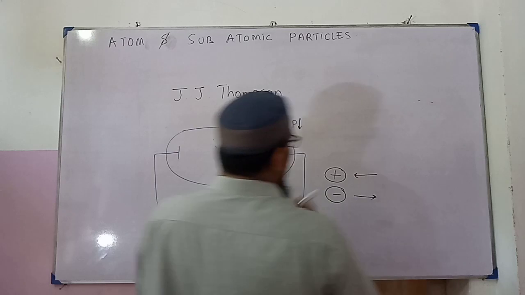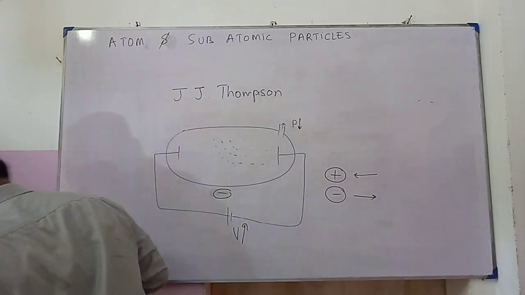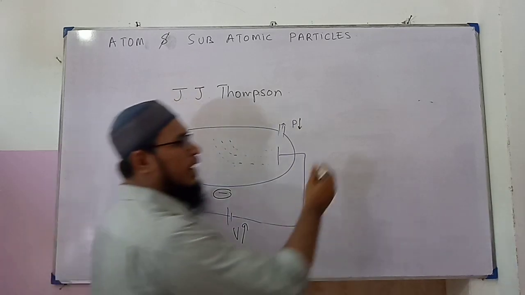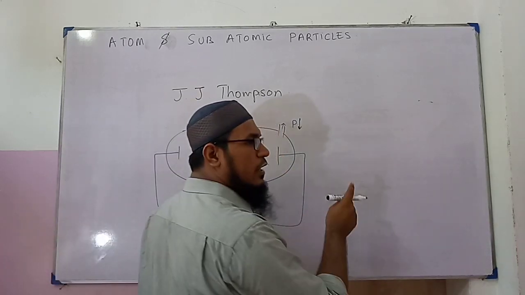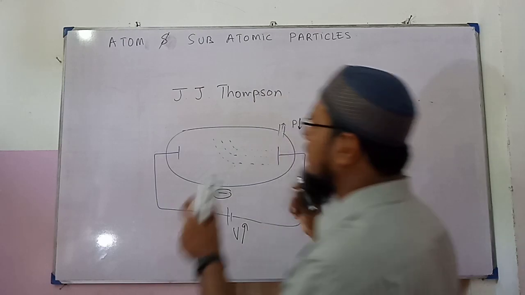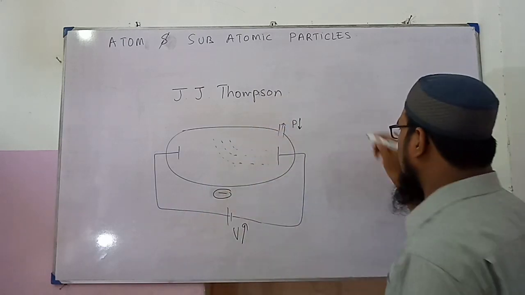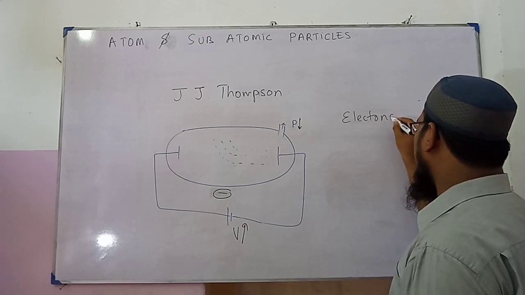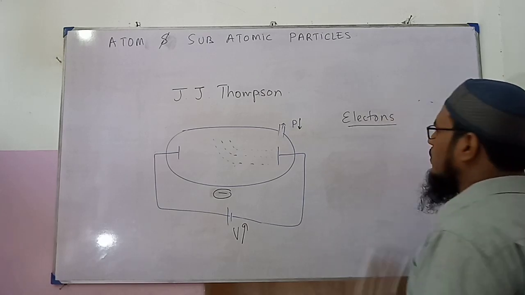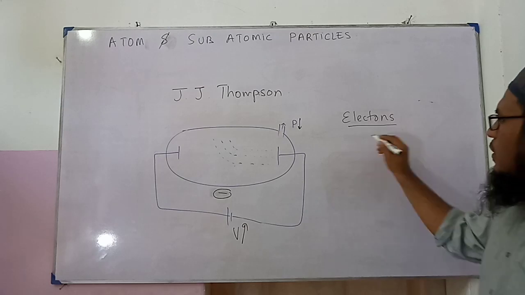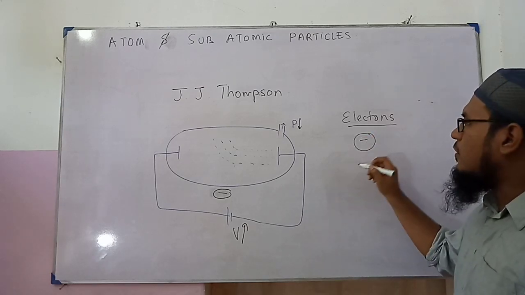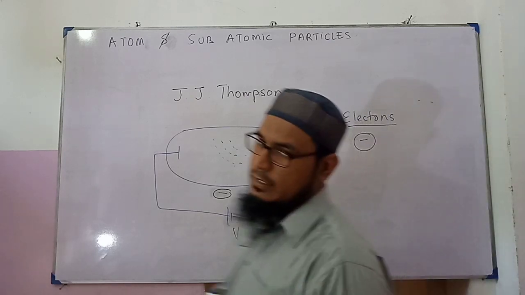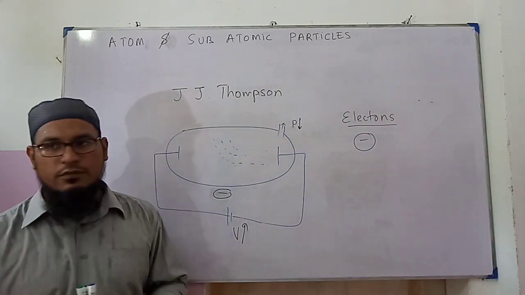Therefore, the scientist J.J. Thomson found out a negatively charged particle within the atom, and he named that particle as electron. A negative particle which is present inside the atom. This was what J.J. Thomson found.